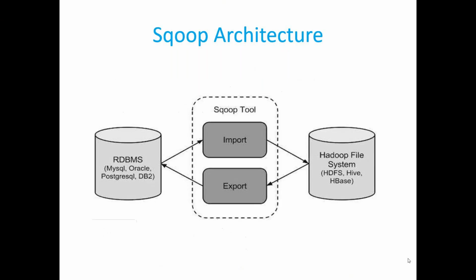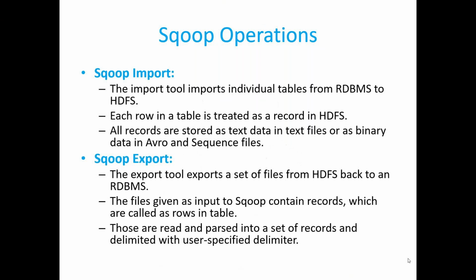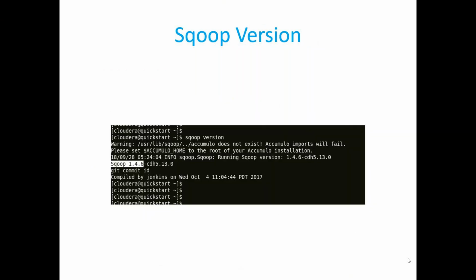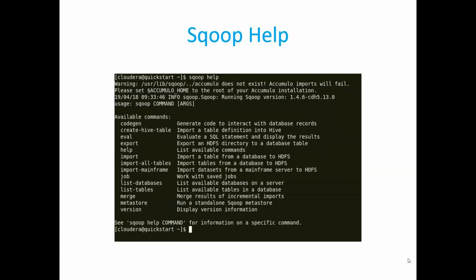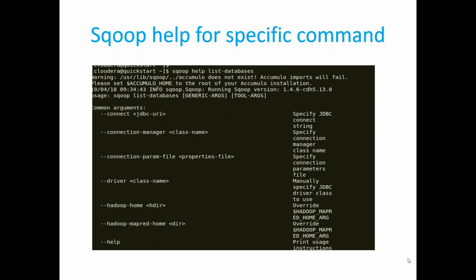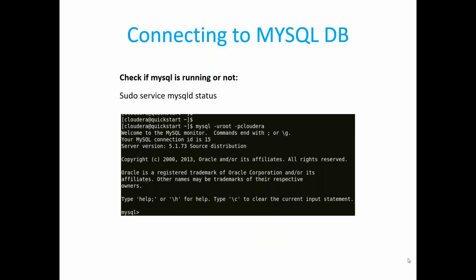So we have seen this architecture of Sqoop, right? It can do only two things: import and export operation. Then we spoke about the Sqoop version, and the importance of the JDBC jar file. Then we used Sqoop help to see the list of all the commands, and you can even get help on a specific command as well. And it's very important to understand whether you have your database up and running or not before you try to transfer the data from it. That's how we can confirm it by running these commands.